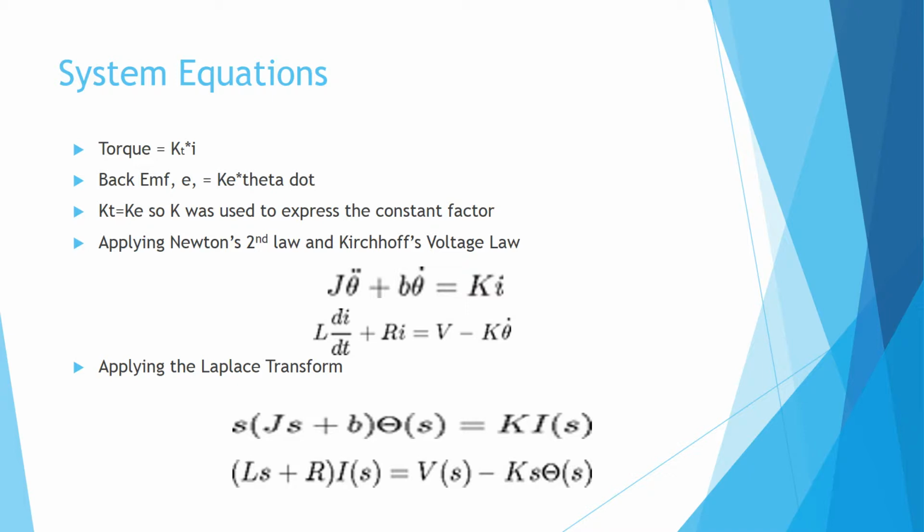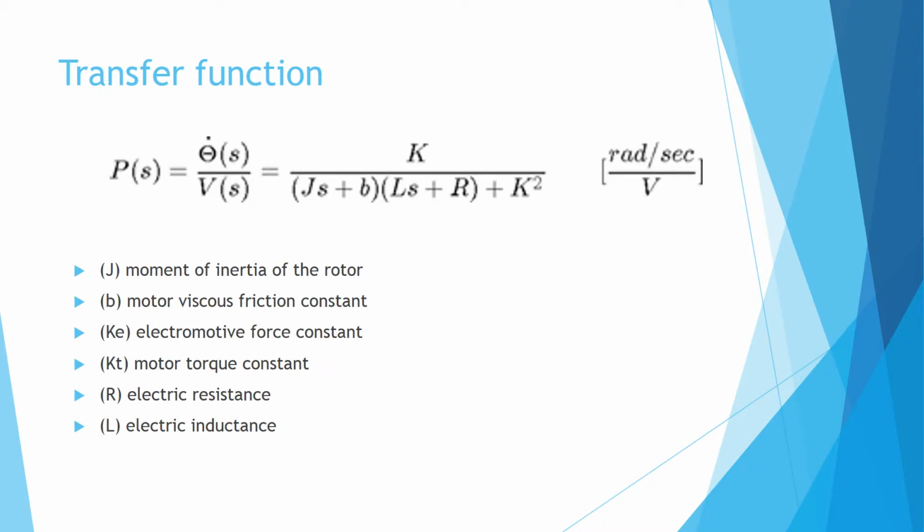Kt is equal to Ke, so K was used to express the constant factor. Now applying Newton's second law and Kirchhoff's voltage law, we get the first two equations. Then applying the Laplace transform, we get the second two equations. From these system equations, you get the transfer function P of S, where J is the moment of inertia of the rotor, B is the motor viscous friction constant, Ke is the electromotive force constant, Kt is the motor torque constant, R is the electric resistance, and L is the electric inductance.